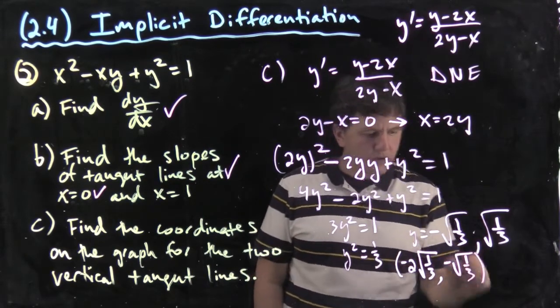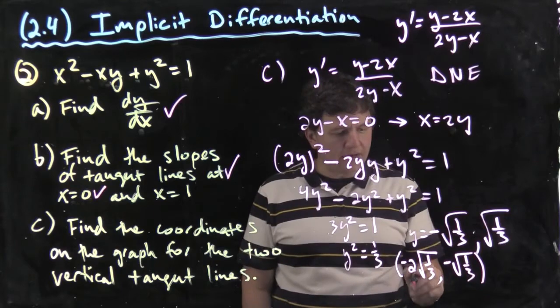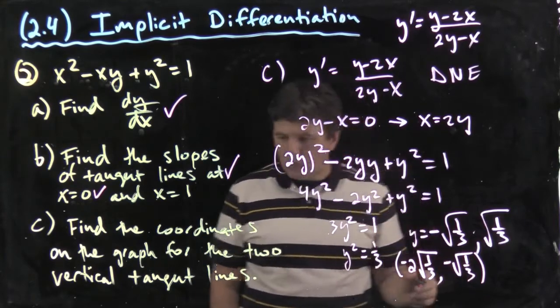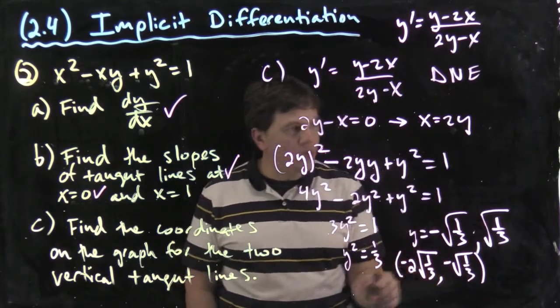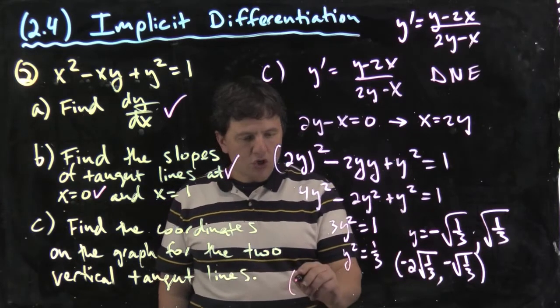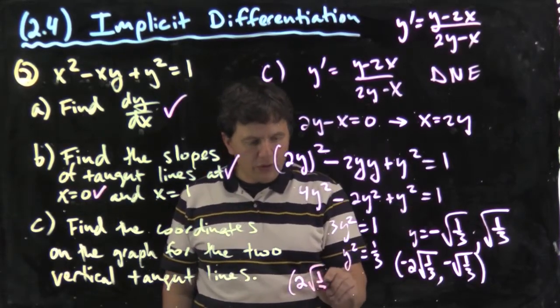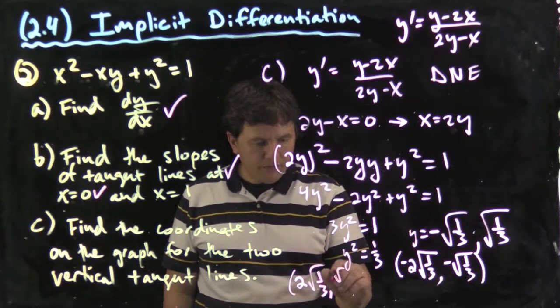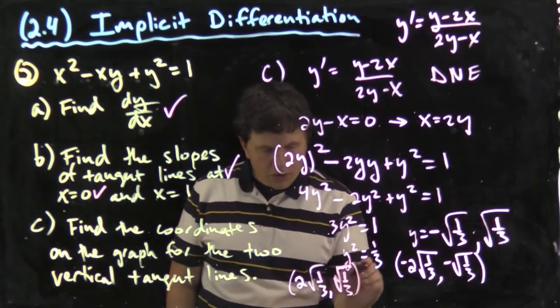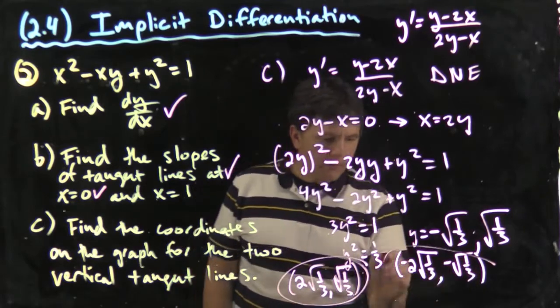So that's my first one. So this is my y. Plug that in to get my x. And then my second x, I'm running out of room here. The second point would be 2 positive of 1/3, and then radical 1/3. So those are my 2 points where it's vertical.